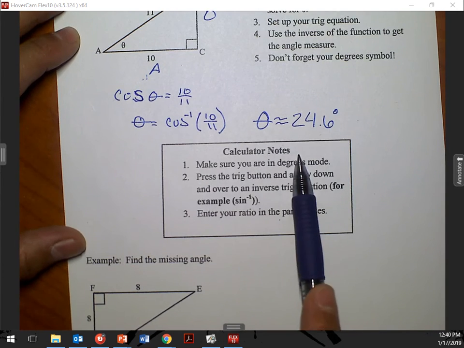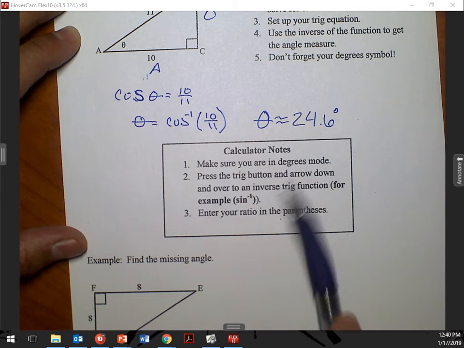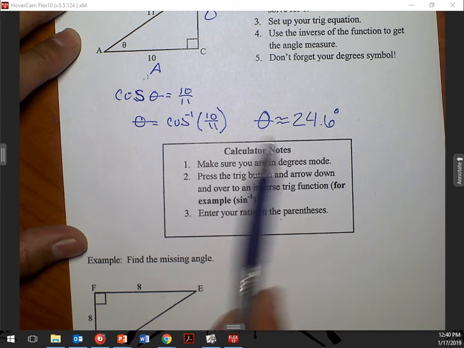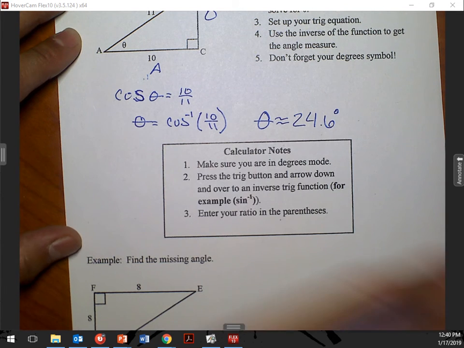Now, calculator notes. So this right here, remember on page 2 in your notebook, I said that's going to be blank for right now? Where do you think this should be copied down into there?